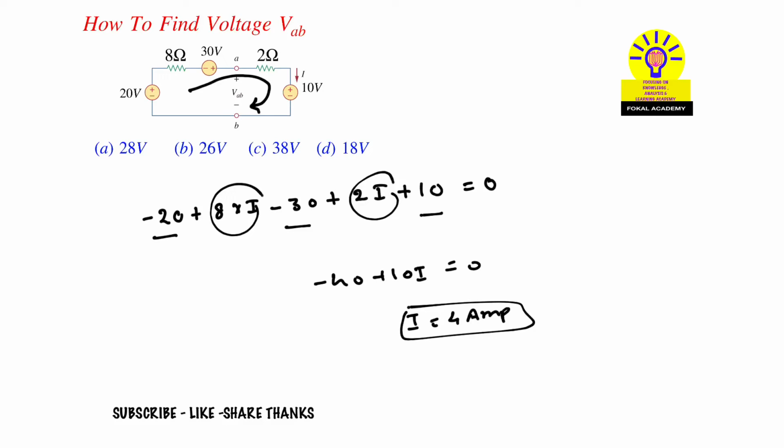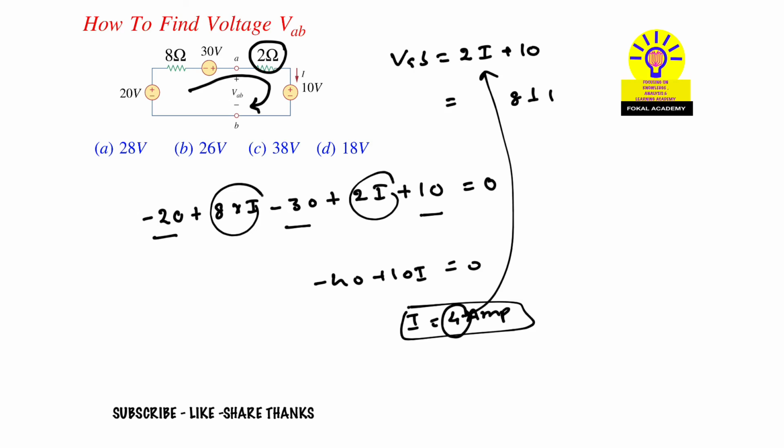But here we want the voltage VAB. That is the voltage existing across the 2 ohm resistor and the 10 volt source. So it can be written as 2 into I, that is the voltage in 2 ohms, plus 10 volts. 4 amperes is the current. Now substitute here. Then we get 8 plus 10, which is 18 volts. This is the VAB value. From the options, option D is the correct option.